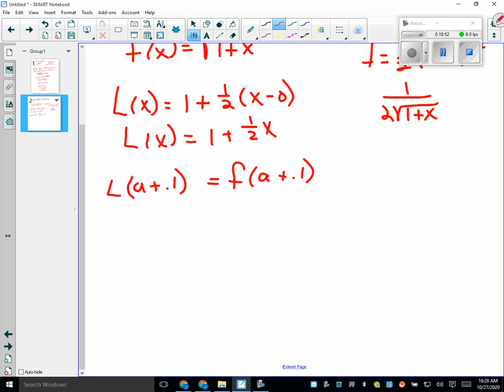So what am I plugging in now? 1 plus 1/2 x. What's a? 0. So am I plugging in 0.1? When I plug 0.1 in here, what do I get for L? 1.05, right?